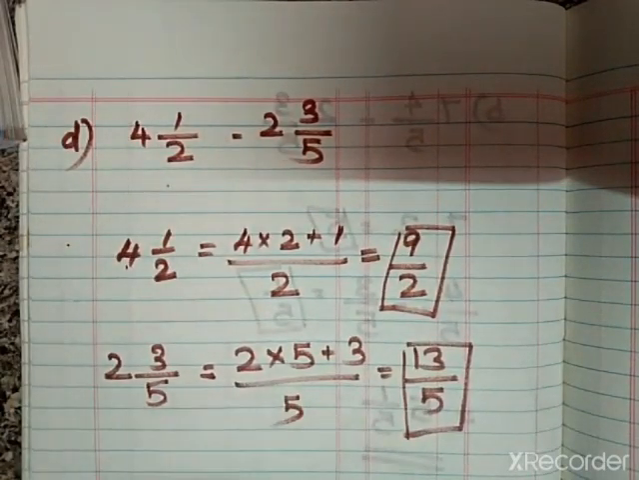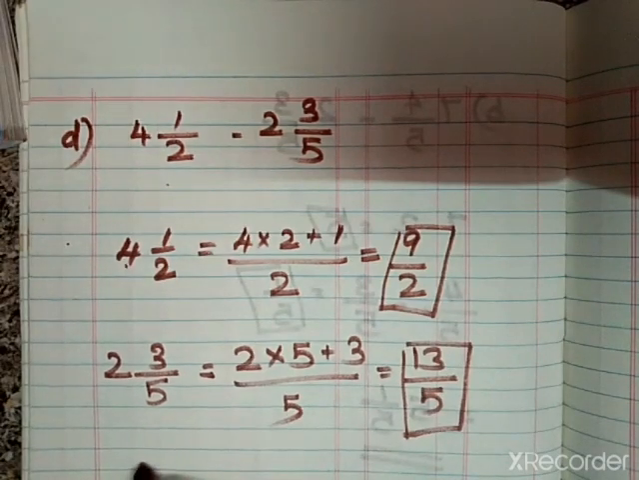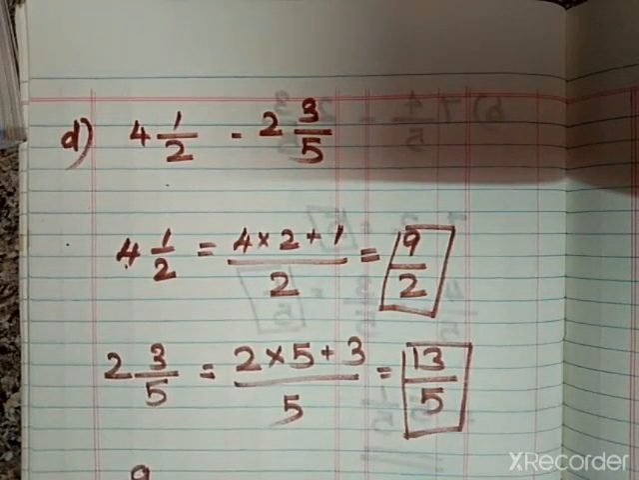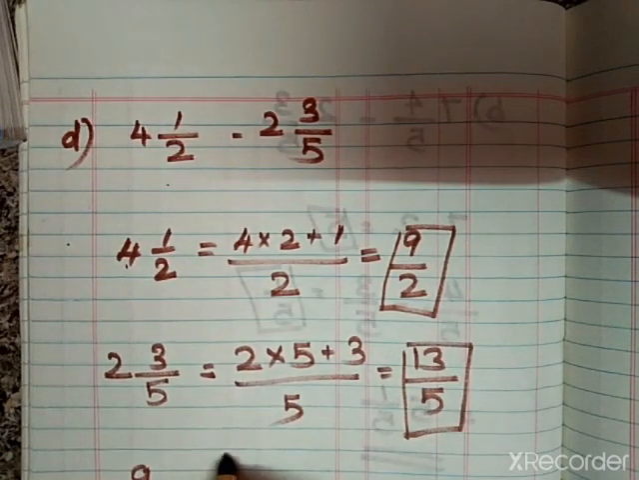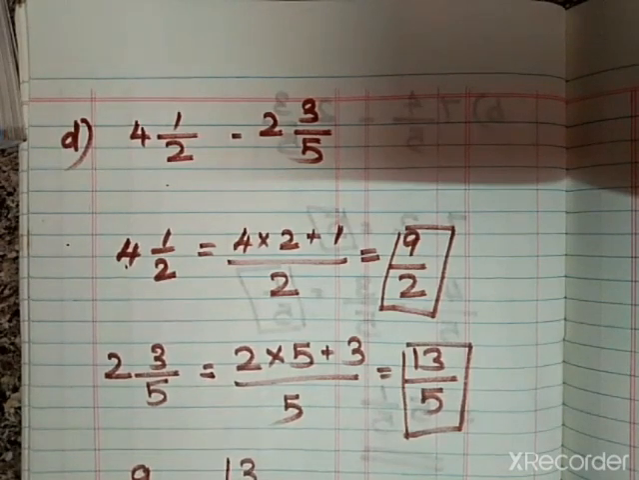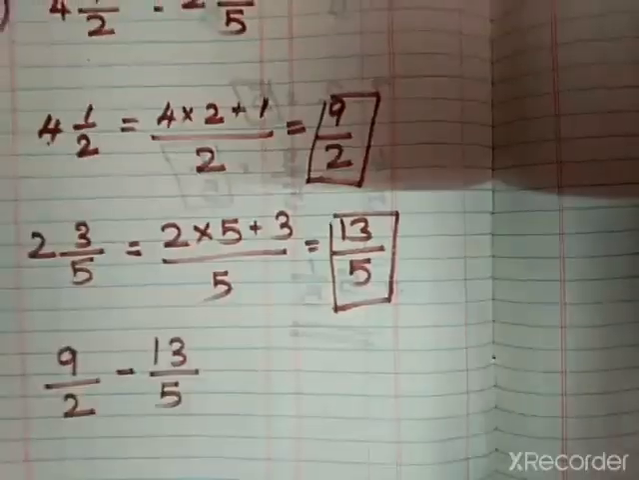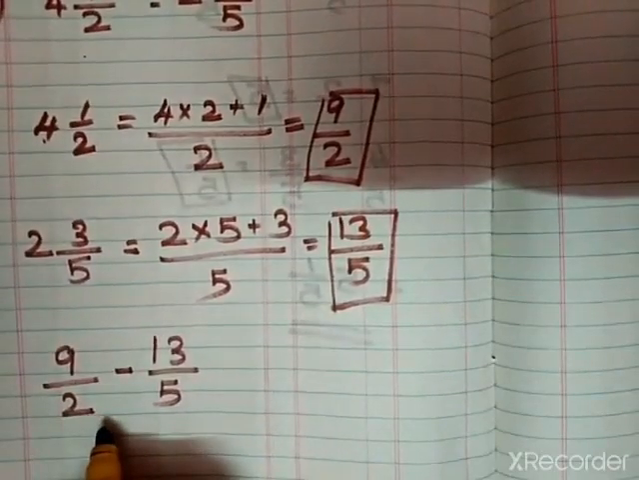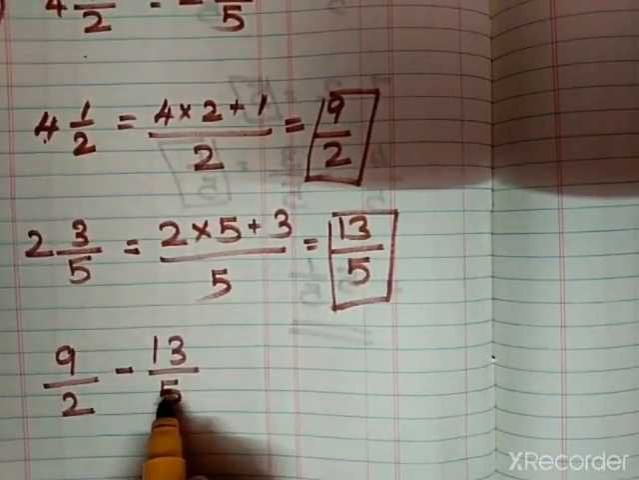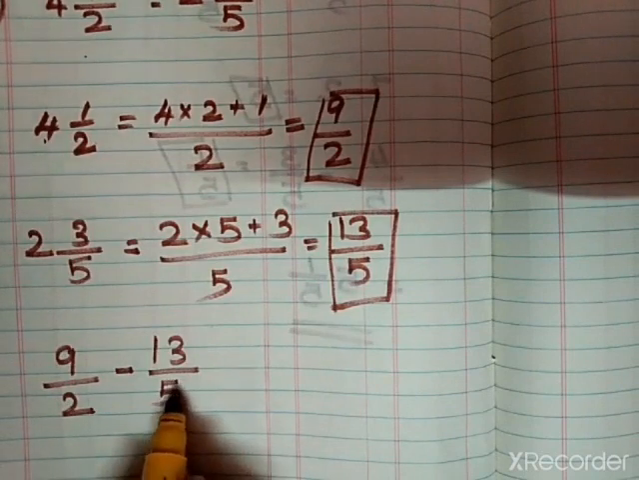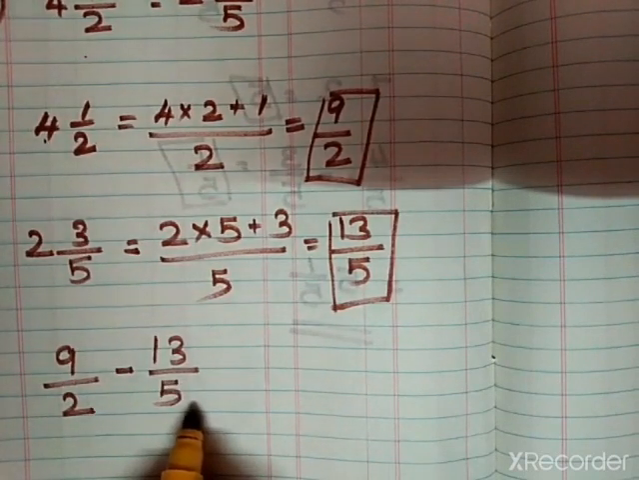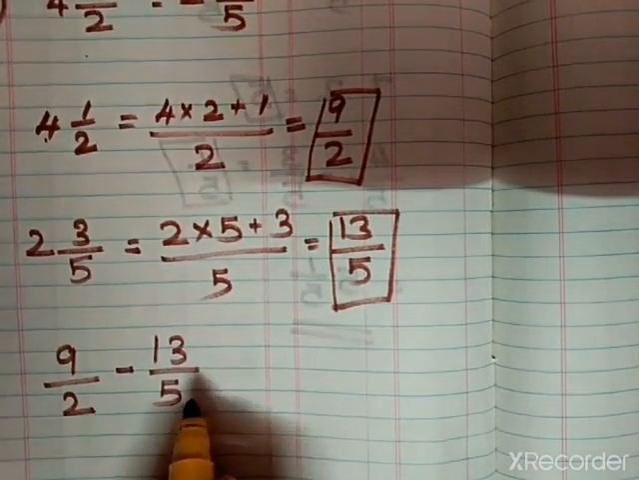Now subtract the improper fractions. To subtract the improper fractions, my first fraction is 9 by 2, minus 13 by 5. Okay, so now look at these fractions. They are unlike. We need to find the LCM of 2 and 5 and convert them into like fractions.